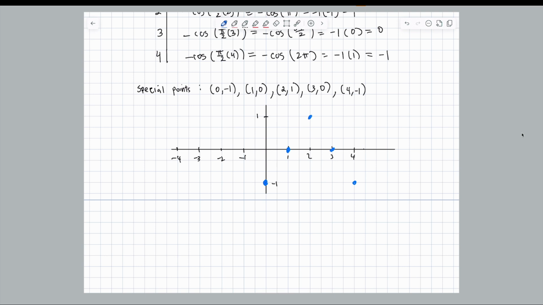And now we connect the points. All right, step 4 is to plot the points and connect the points so that it resembles a cosine curve. And then step 5, extend the graph using the period. So I plotted the points, and now connecting the points with a nice smooth curve that resembles the cosine will look something like this here.